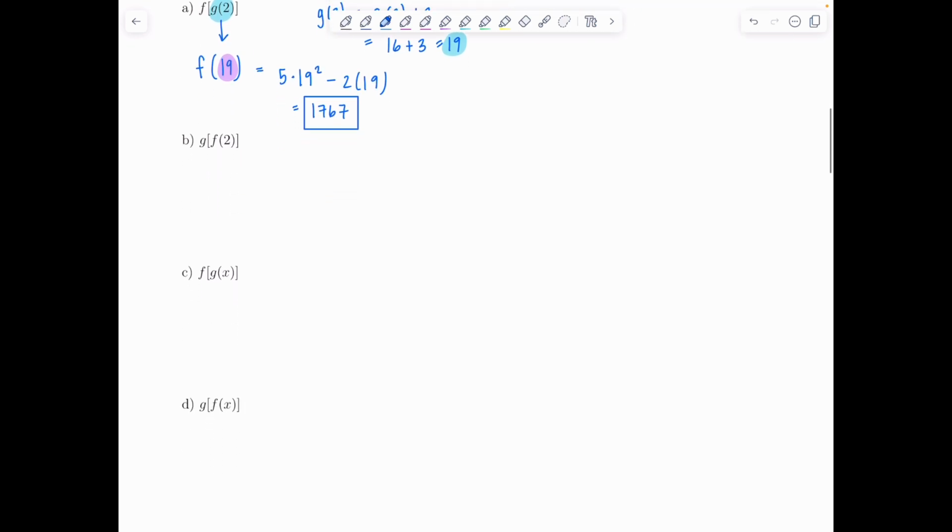Okay, now let's try going the other way because the composition of two functions is not necessarily commutative, only in special cases. Okay, g of f of 2. Again, where do we start? On the very inside. Yes, very good. So we need f of 2 first.